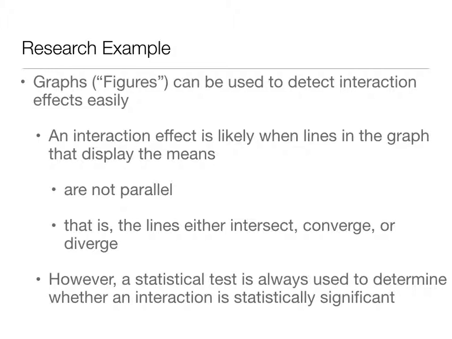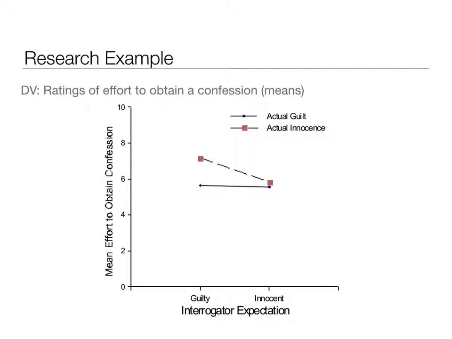Just like with anything else we've talked about, you're going to have to do a statistical test to confirm whether that's statistically significant, but again, it's telling us that there's likely something else going on. So here's our graph for the data I just showed you on the interaction: the ratings of the effort to obtain a confession.